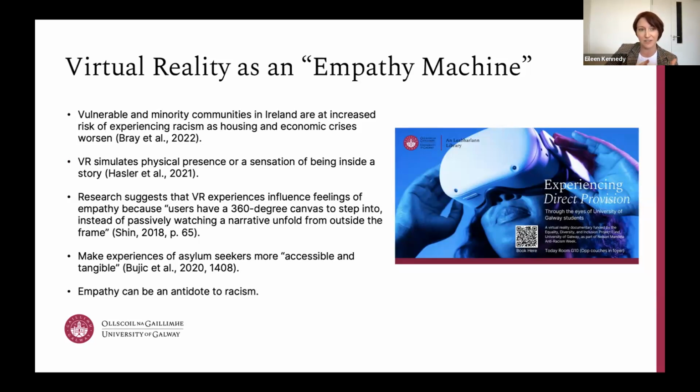Virtual reality has a unique way to simulate physical presence and being inside of something. You can't just passively watch it. You can actually look around and engage with the place where you are and the people you are with in that situation. So it can be really useful in terms of making the experiences of asylum seekers more tangible, more easy to understand for people and easier for them to relate to. And this all relates to empathy, which can be that treatment or antidote to racism.